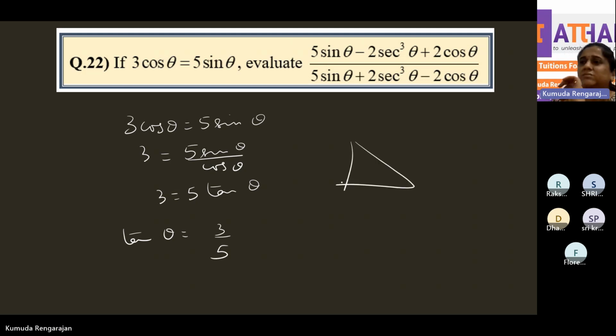Always remember the statement: when you have one t ratio, you can use a right triangle and find all the other t ratios. Tan theta is equal to 3 by 5. When you use this in a right triangle, find the missing side using Pythagoras theorem. You can find the other ratios, sin theta, secant theta, cos, whatever you need. Substitute and evaluate. That's one way of doing it.